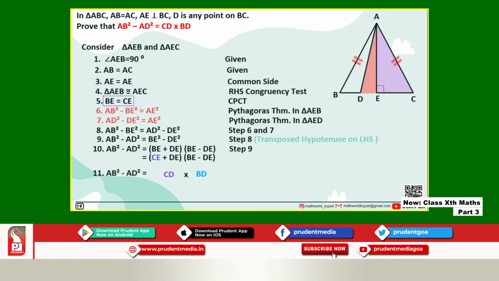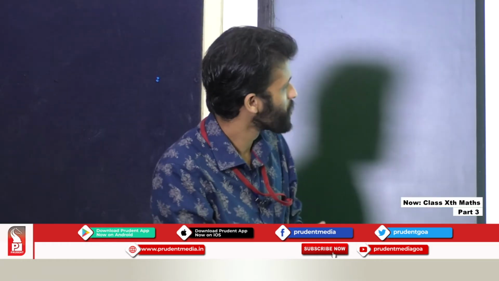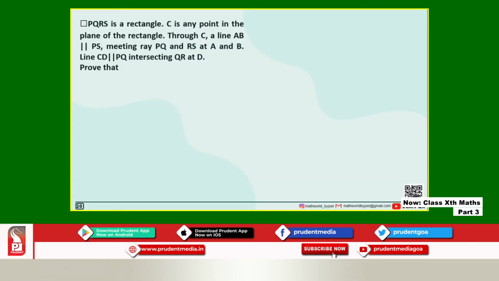Let's go ahead to the next proof. PQRS is a rectangle. C is any point in the plane of the rectangle. Through C, a line AB is parallel to PS, meeting rays PQ and RS at A and B. Line CD is parallel to PQ, intersecting QR at D. Prove that this. Okay, so there's so much information.